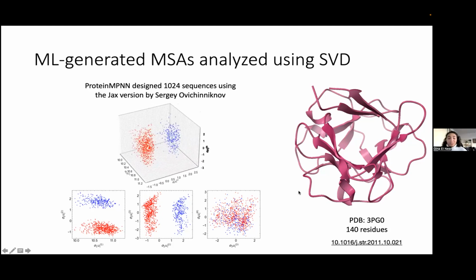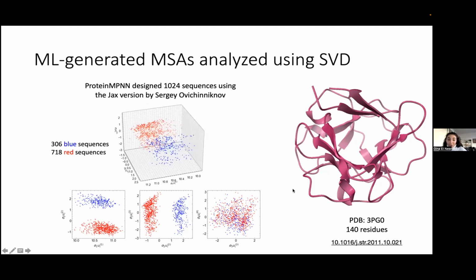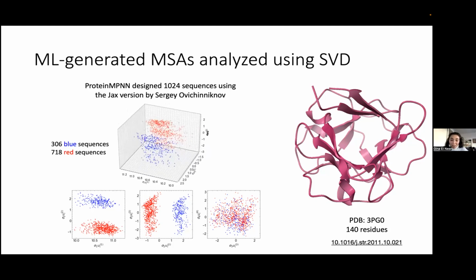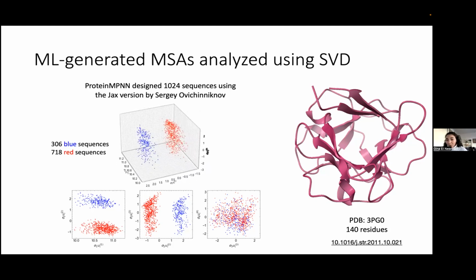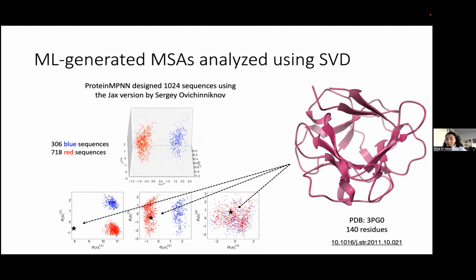Why is it doing that? So to give you an idea, there are 300 blue sequences and about 700 red sequences. So that's like a 1-to-2 ratio. So why? If we project 3PGO onto these sequences that ProteinMPNN generated, we actually see that it clusters into the red, but it's not exactly the same.